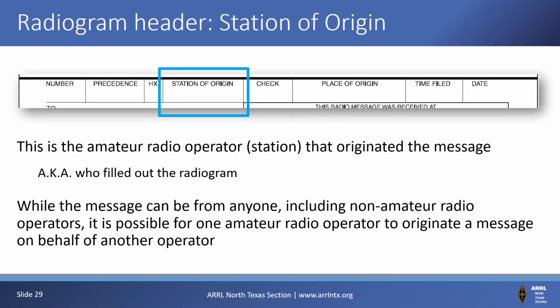Station of origin. This is effectively who's filling out the radiogram for the first time. So if you are filling out a radiogram to a family member, you are the station of origin. If you are filling out the radiogram on behalf of someone else that wants to put a message into the system, you are the station of origin. You are the first ham that is filling this in. So your call sign goes in the station of origin.